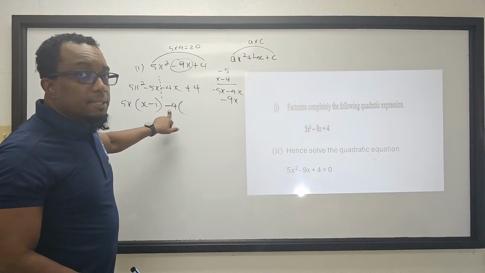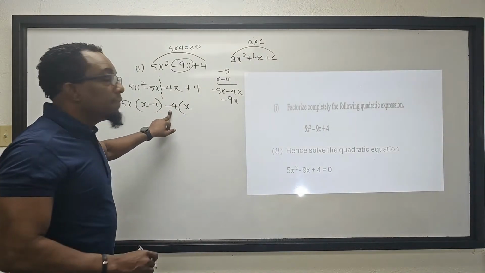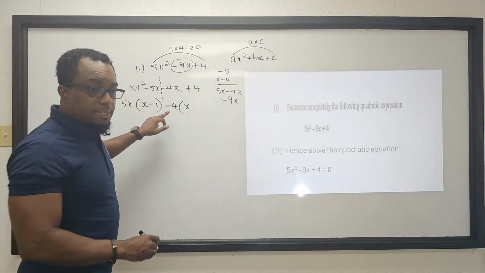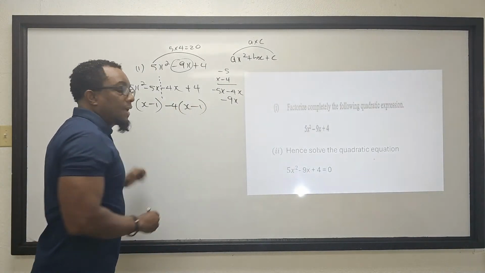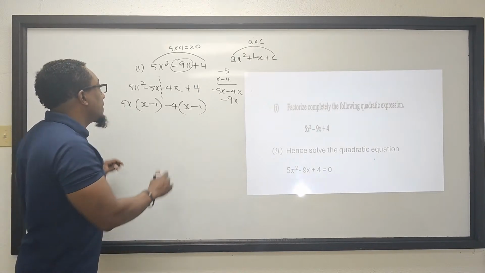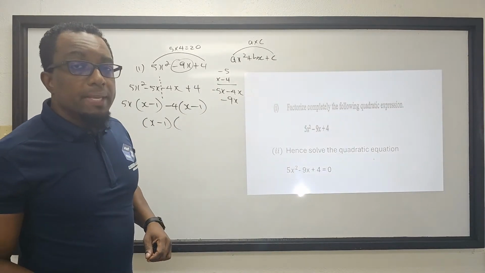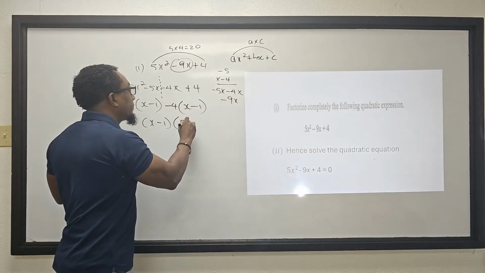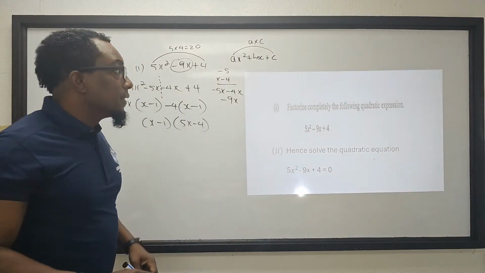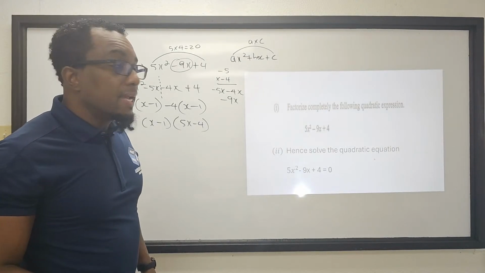So I divide negative 4 into negative 4x to give me x. And I divide negative 4 into positive 4 to give me negative 1. I have the same expression in brackets, so I can further factorize by taking out x minus 1 as my common factor. And what remains, 5x and negative 4, will be placed in the other bracket. So this is me factorizing completely 5x squared minus 9x plus 4.